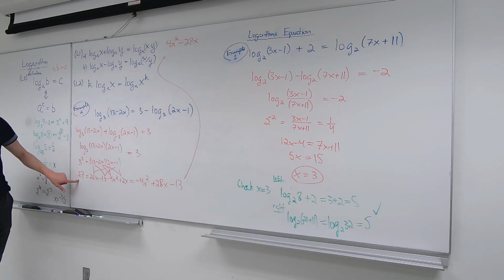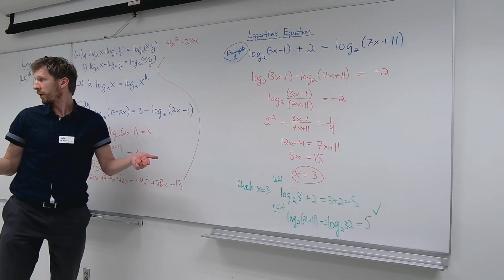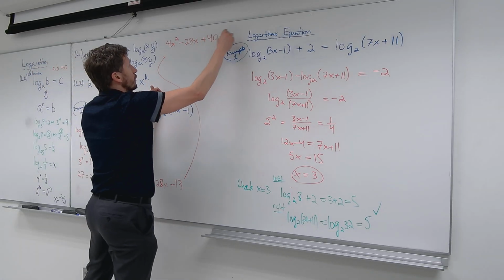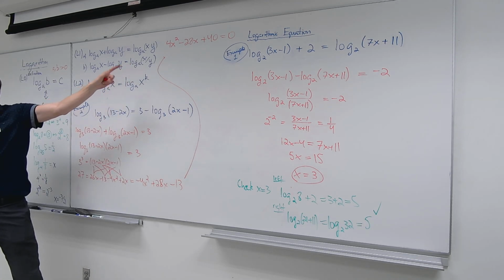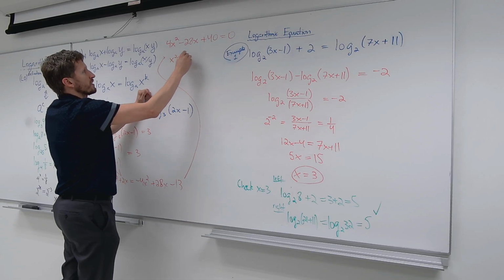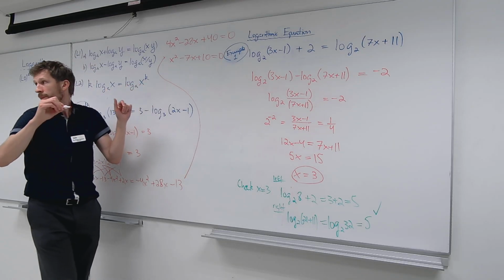What's 27 and add a 13? 27 plus 13 is? Anyone? 40, right? 40? Yeah. So plus 40 equals 0, right? That's cool. We can actually divide everything by what to just make it easier? 4. So what is it? X squared minus 7x, you see that? Plus the 10 is equal to 0. Is that okay? And then what do you do?